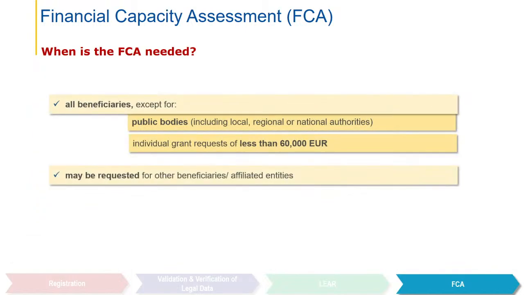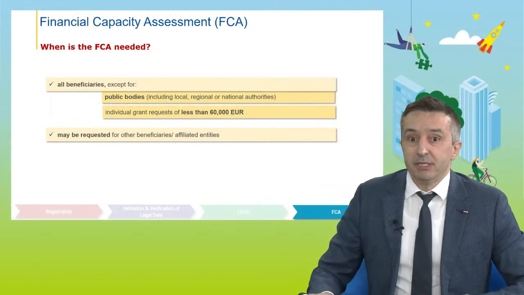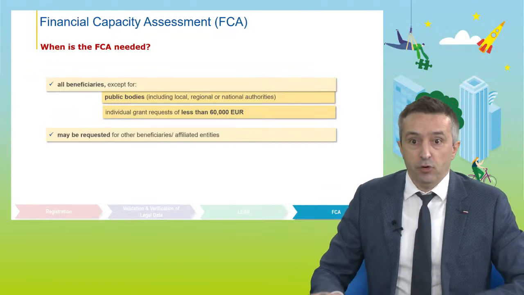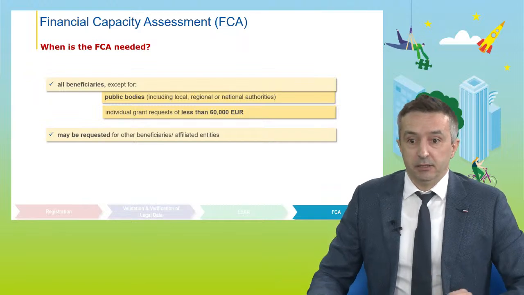Now, an obvious question is, when is the financial capacity assessment needed? It is not needed for all beneficiaries, but only for those who request more than 60,000 euros according to the financial regulation. Public bodies, including local, regional, and national authorities, are excluded from this process. We may also request the financial capacity assessments for other beneficiaries or affiliated entities in case we discover that there are strong business links between the participant and, for example, the mother company or companies affiliated in the group.